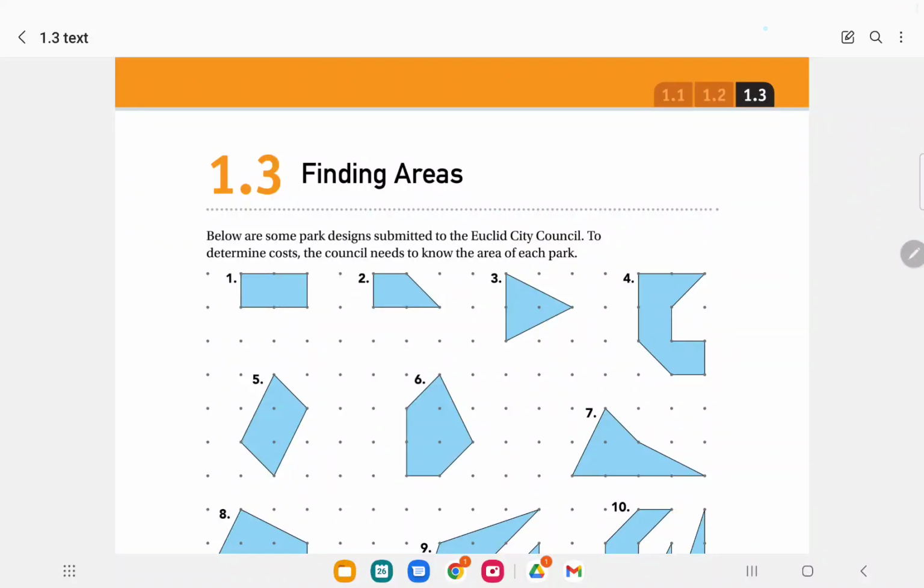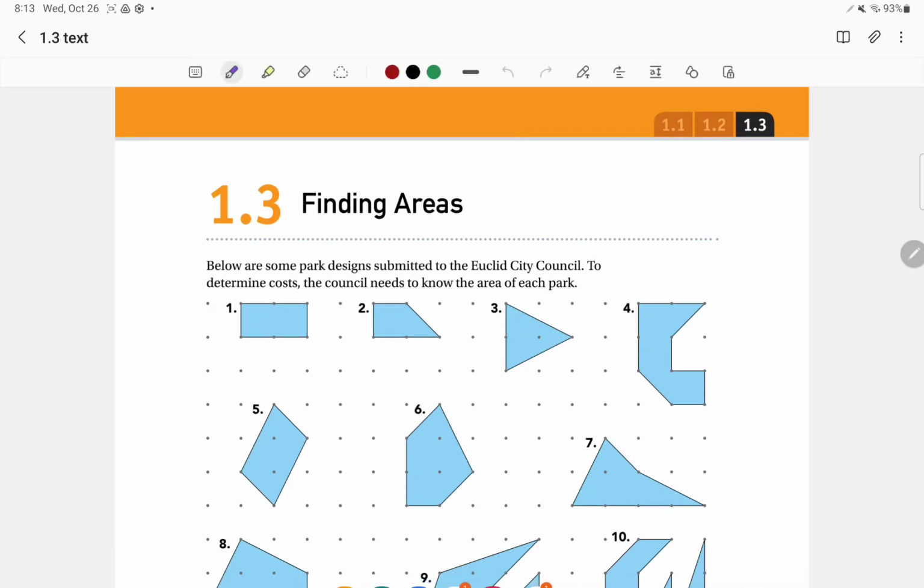Let's go ahead and take a look at 1.3, finding areas. Now you're going to have to use the areas of shapes that you already know, shapes that we've already talked about: rectangles, parallelograms, and triangles, to name a few. Some of these shapes, like number 2, are shapes that you should already know. That is a rhombus. However, we are not going to use the equation for a rhombus. We're going to use different techniques to find those areas.